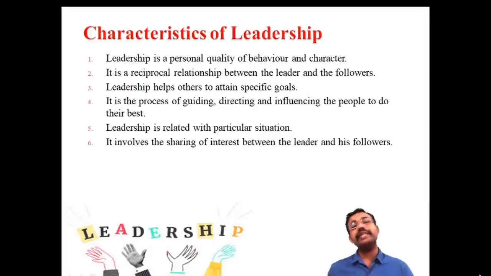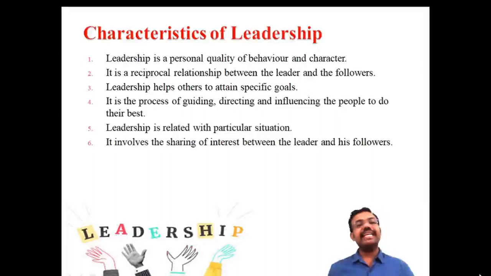Okay, we have a lot of examples. Like Mahatma Gandhi, always guiding, directing, and influencing others. So he is always a good leader. They always try to get the best from their subordinates or followers.